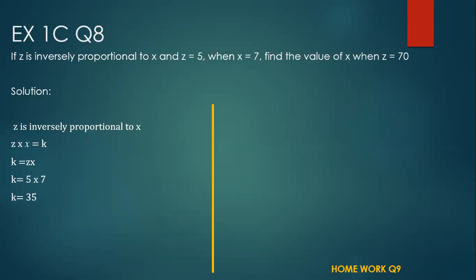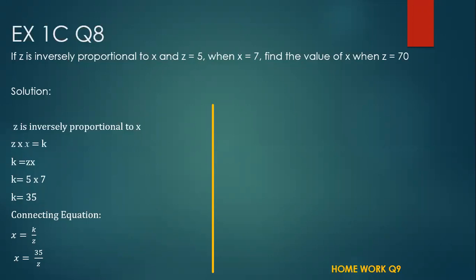Now we are going to make a connecting equation, and we always make a connecting equation with respect to what we need to find in the next step. So we have to find the value of x. So we are going to make a connecting equation with respect to x. So x will be k upon z. So we are going to take this z as denominator on the other side. Replace the value of k with 35. So this is the connecting equation. That is x is equal to 35 divided by z.